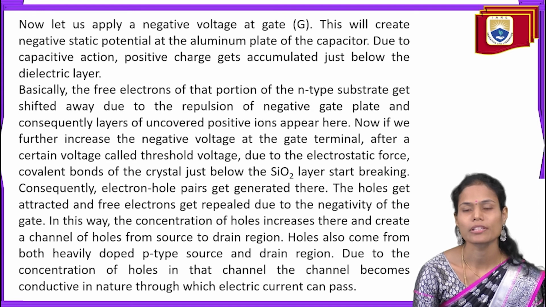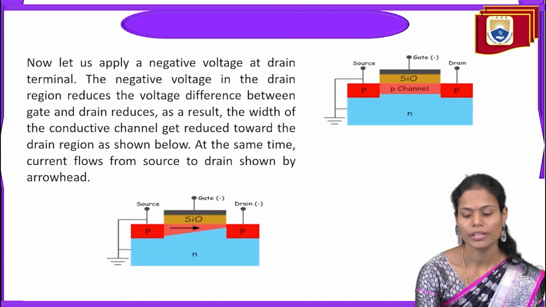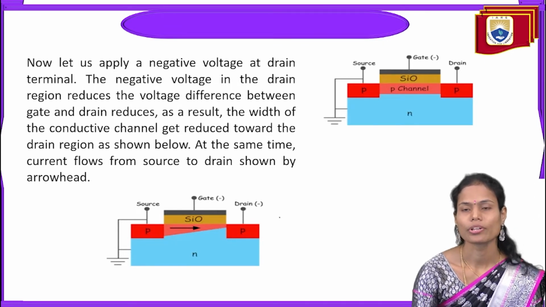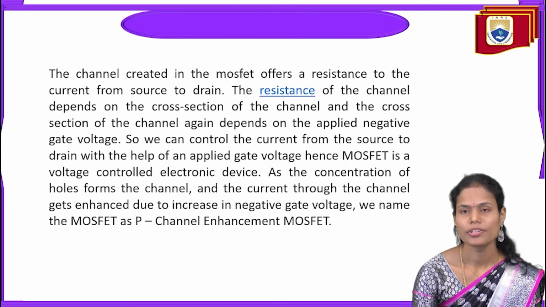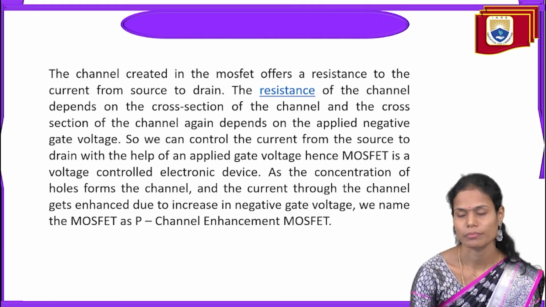And then we need to explain the operation of that one in detail. That is nothing but we are applying different voltages, gate to source voltage as well as drain to source voltage, and how the charge carriers are changing and how the channel length and width is changing. We are going to explain clearly. And each and every point of this one we need to explain clearly for the given question.